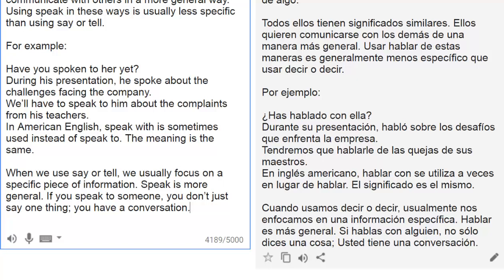In American English, speak with someone is sometimes used instead of speak to. The meaning is the same. When we use say or tell, we usually focus on a specific piece of information.